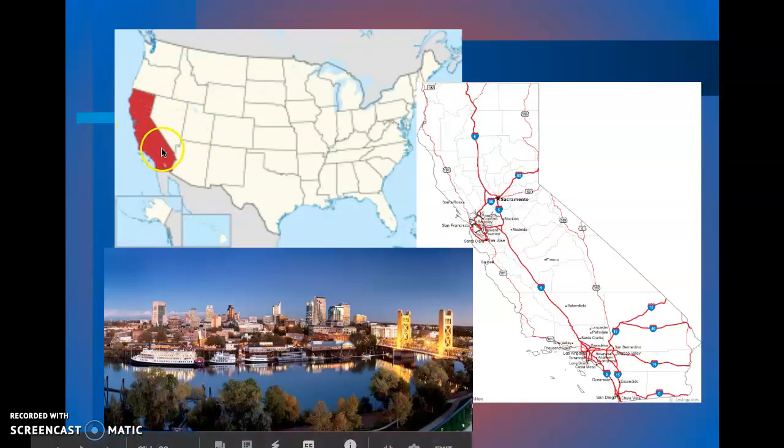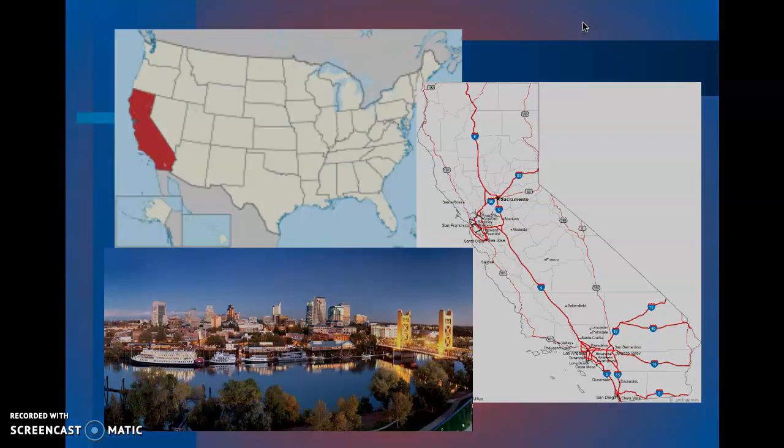California's way over here, in case you don't know, and Sacramento's kind of in the middle towards the northern part, and there's Sacramento right there. It's a difficult one to remember because there's a lot more big cities like San Francisco, Los Angeles, San Diego that most people would pick before going for Sacramento as the state capital, but you just have to remember that.